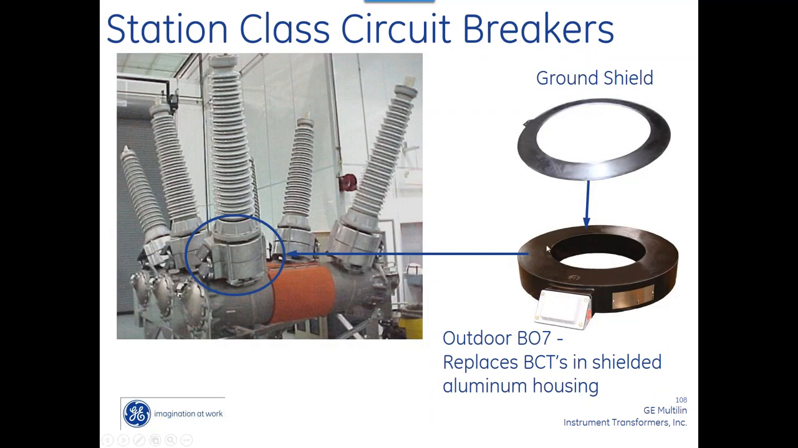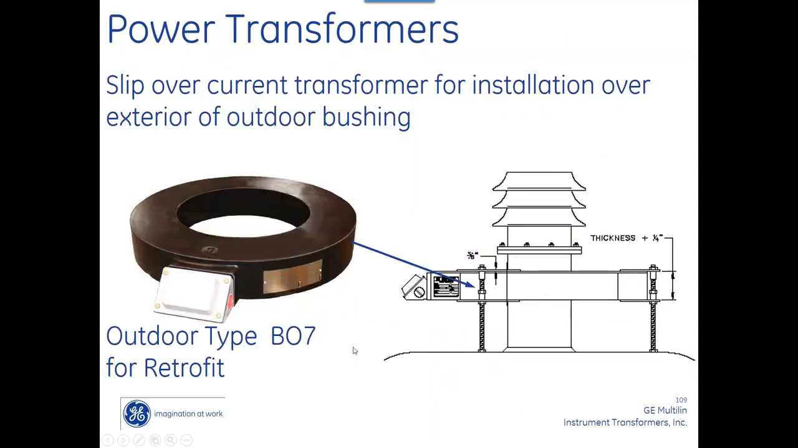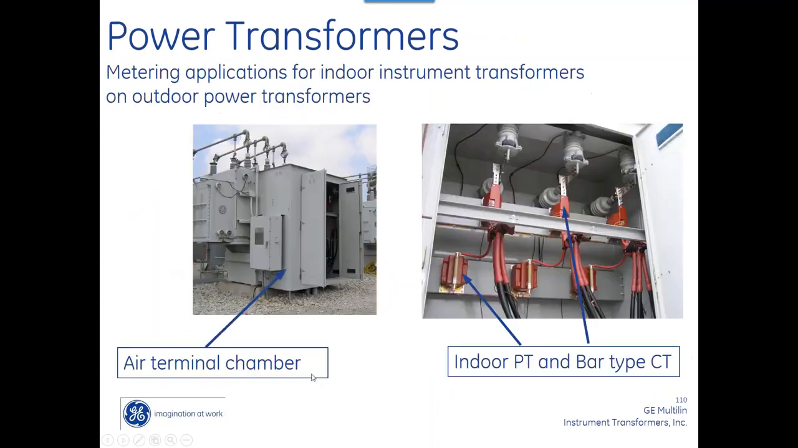Here's a bushing CT, station class. That actually goes in this housing right there. Flip over current transformers, sometimes they'll mount them over. B07s are real popular for retrofits. Here I'm showing some PTs and some CTs. This is a 5 kV application. Here they went with a bar type CT. If you want to save money and you've got the insulation, you could use a 600 volt CT. Here's an air terminal chamber where they mounted those.